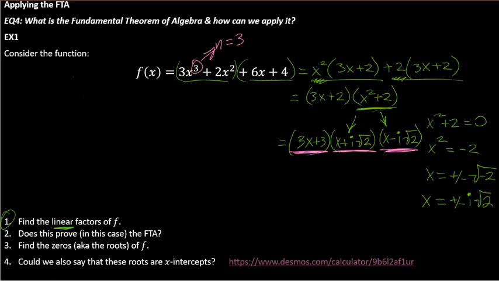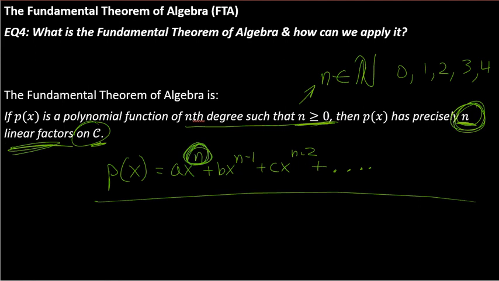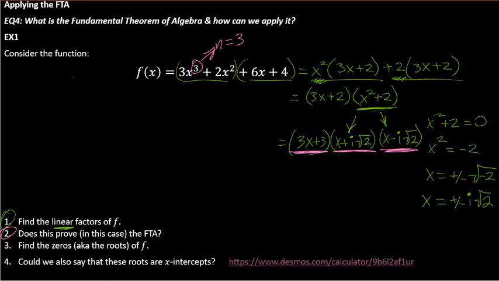Now, number 2 is asking us, does this prove the fundamental theorem of algebra. Let's go back. What else do we need? Is our nth degree on the set of natural numbers? Well, yes, it is. So n is in the natural numbers, so 3 obviously is an element of the natural numbers. So we're good there. Is 3 greater than or equal to 0? Yes, it is. So does this prove the FTA, the fundamental theorem of algebra? Yes, absolutely.